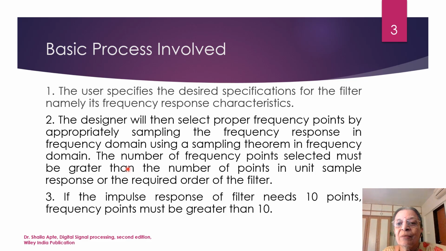What the sampling theorem says, the number of frequency points that we are sampling should be greater than or equal to number of points in the impulse response of the filter in the time domain. So the number of frequency points selected must be greater than the number of points in the unit sample response or the required order of the filter, right? So if the impulse response of the filter needs 10 points, the frequency points must be greater than 10.